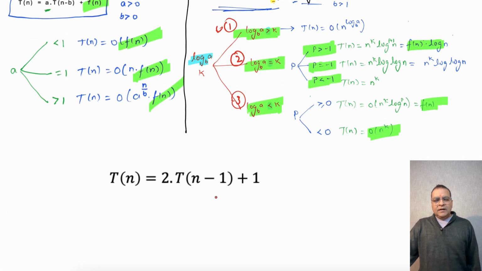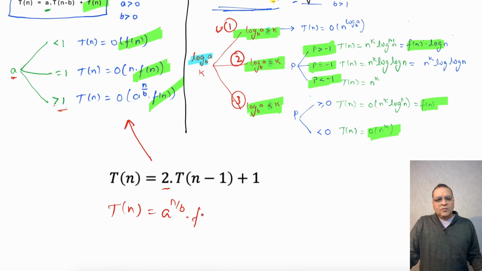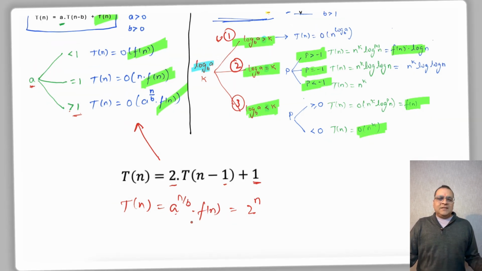Consider this question. Here n is getting decreased by a constant and not divided by a constant. When n is getting decreased by a constant, then it's the first equation. In the first equation, we only find the value of a. Here the value of a is 2 and 2 is greater than 1. If 2 is greater than 1, then answer is Tn is equal to a raised to the power n by b into function of n. Function of n is 1, fn is 1. Therefore, the answer is a raised to the power n by b. A is 2, 2 raised to the power n by b. b is 1. Therefore, the answer is 2 raised to the power n. So, this is an exponential complexity.